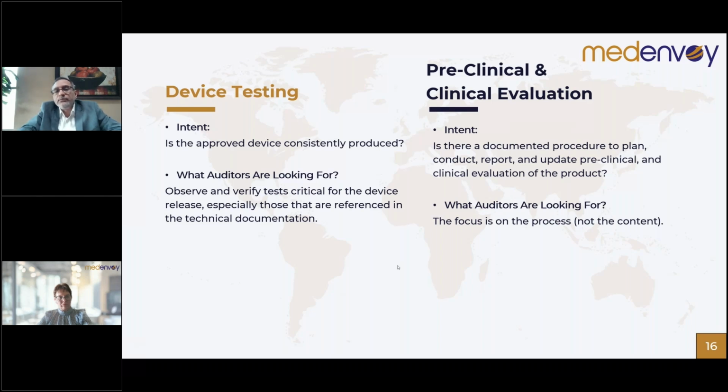This will be done at the technical documentation review, but the on-site QMS audit is focusing on whether you have a procedure in place, and they're looking that you have followed the procedure while generating the clinical evaluation plan and report. The contents of the report and plan are not their main focus at the QMS audit.